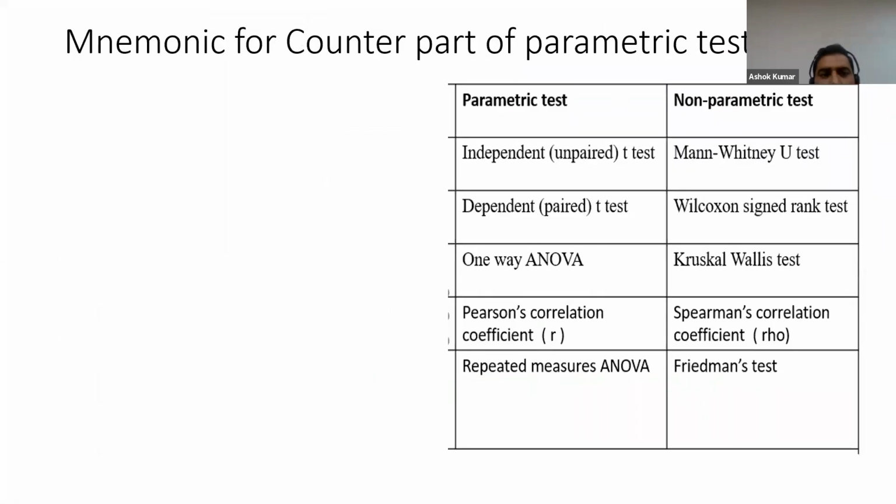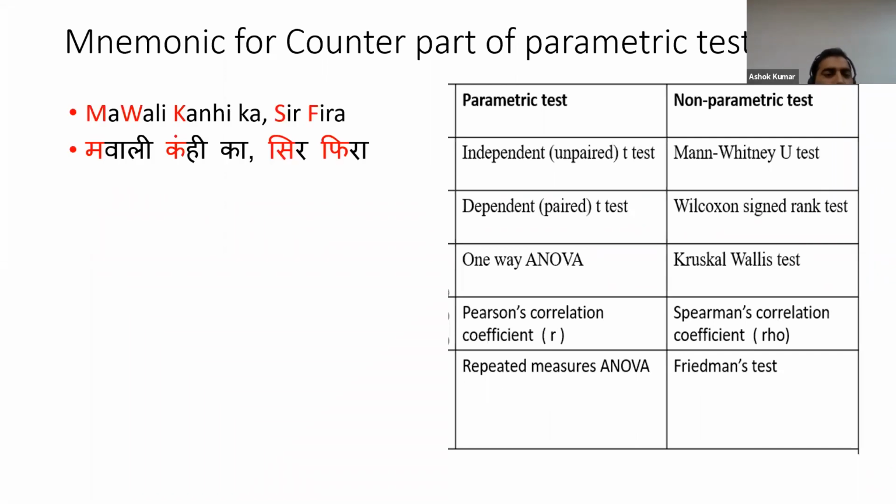But when we talk about the mnemonic for the counterparts of parametric tests, each parametric test has its counterpart. So how to remember? Non-parametric tests are weak, so sorry to say, the counterparts we can remember as Mawali Kahinka Sirfira. It's for those who understand Hindi, and for those who don't, I have given it in English. So Mawali Kahinka, M is the Mann-Whitney test. For the independent or unpaired t-test, the counterpart non-parametric test is the Mann-Whitney U test.